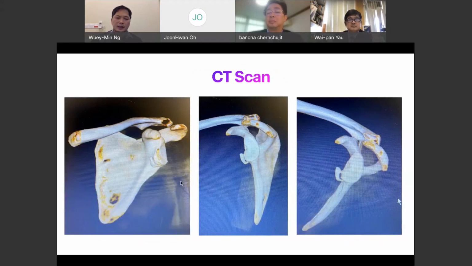If you want to study how much the bone loss is, I think CT scan is a better imaging modality. You can study using the end-on view of the CT scan. You ask your radiographer to subtract the humerus. You remove the humerus and look at the direct end-on view of the glenoid. Then you can appreciate how much the bone loss is.